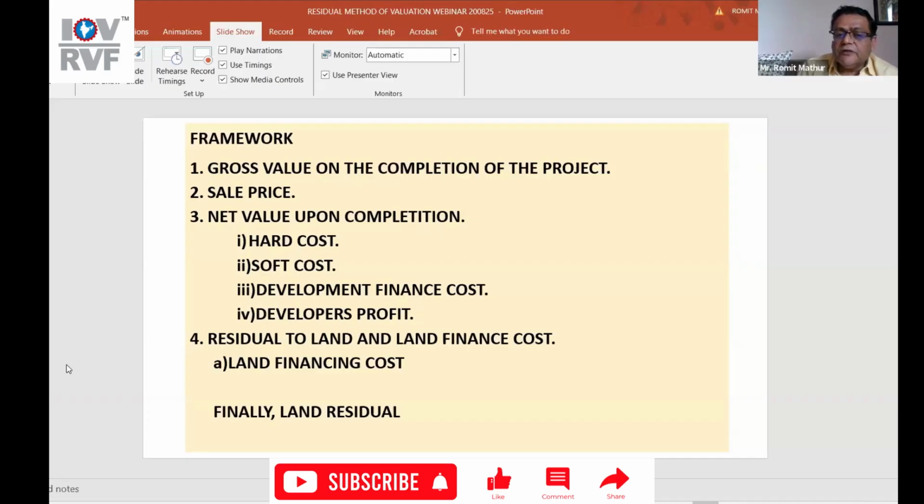Now, point number four, residual to land and land finance cost. That is the land financing cost. If you have taken 80% of the money from collateral, then what is the cost, what is the interest rate? So when you deduct all this, then you get the land residual value.